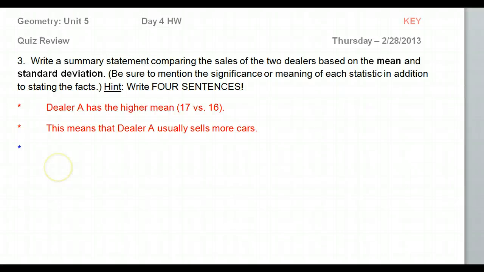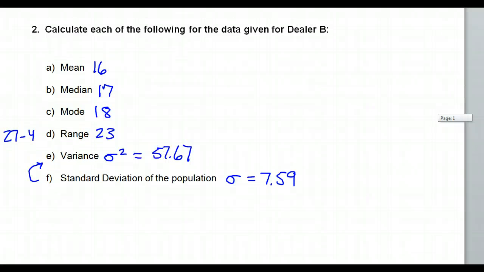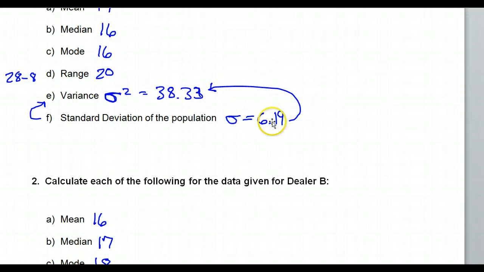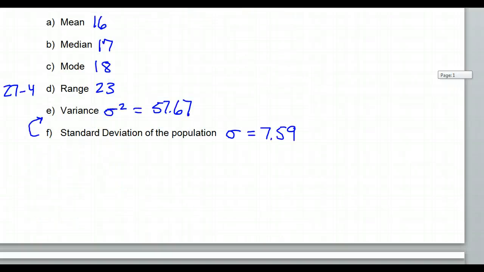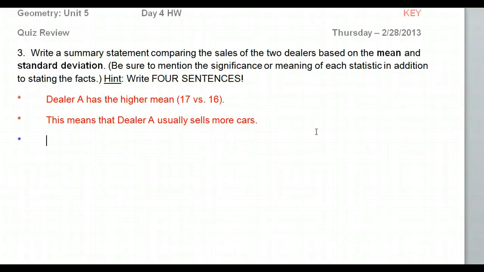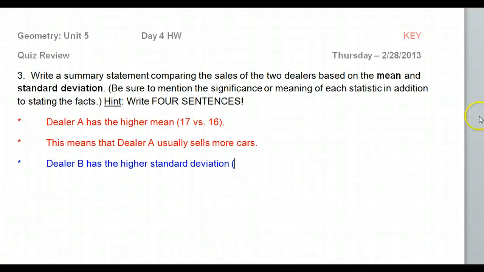Okay, so standard deviation is next. Start with the facts. Who has the higher standard deviation? Okay, I see 7.59 and I see 6.19. So dealer B has the higher standard deviation. So I will just state that fact. Dealer B has the higher standard deviation. And please mention what those numbers are. So 7.59 versus 6.19.